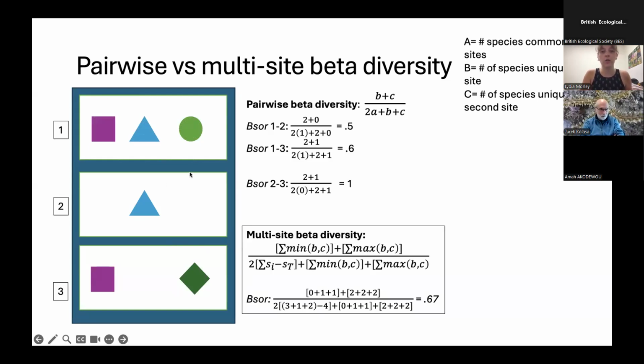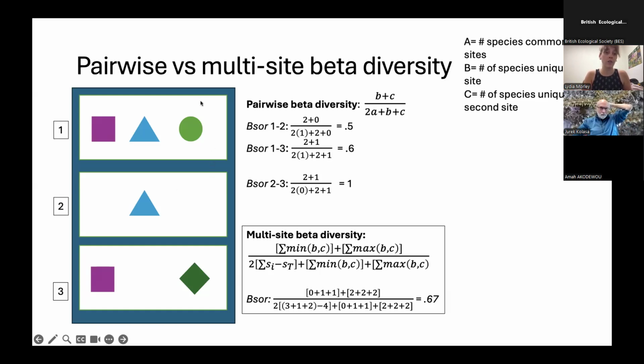So we have proxies for each of these components. So this minimum would just be the minimum number of unique species between each of your site pairs. This maximum is the maximum number of unique species between each of your site pairs. This is a proxy for the total number of shared species in both sites. And then again, we just have the numerator back down into the denominator. So if we look at this, we've got here the minimum number of unique species for each site pair.